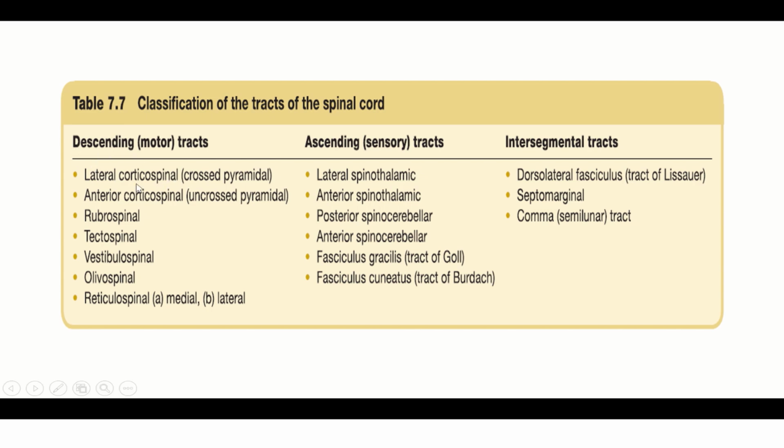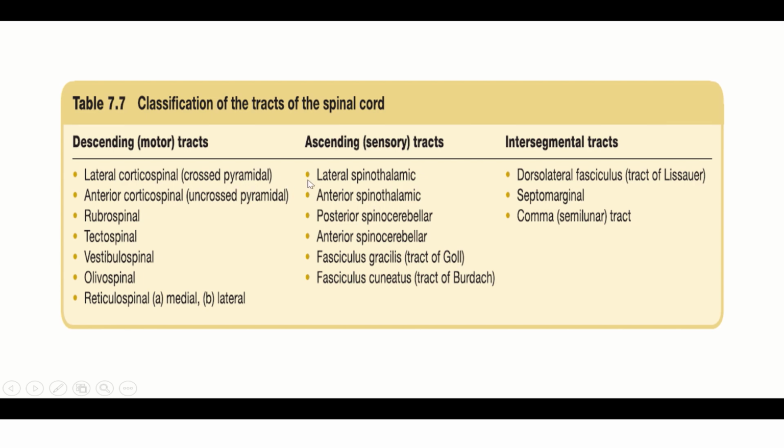If you see descending tracts, descending means from above downwards, from higher centers to lower centers. That's why here you can see corticospinal, from cerebral cortex to the spinal cord. If it is going laterally, lateral corticospinal. If it is coming anteriorly, anterior corticospinal. And here you can also specify crossed and uncrossed. Then rubrospinal, from red nucleus to the spinal cord; tectospinal, from tectum of midbrain; vestibulospinal, from vestibular nucleus; olivospinal, from olivary nucleus; reticulospinal, from reticular formation to the spinal cord. So all from higher centers in the brain to the spinal cord. These are the descending tracts.